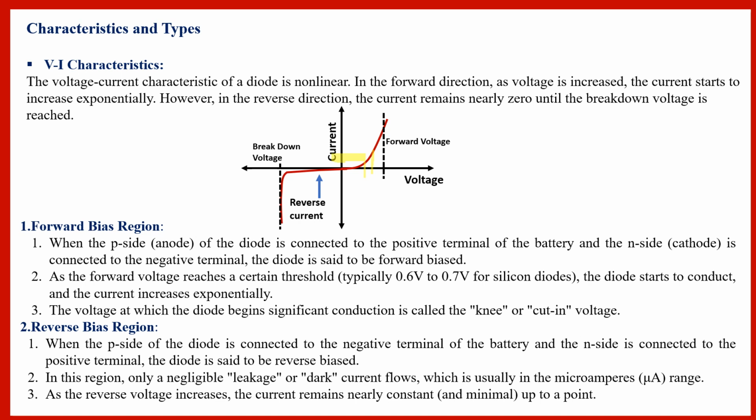As the reverse voltage increases, the current remains nearly constant up to a certain point, and after that you have a sharp rise in the reverse direction, which we call the breakdown voltage, the voltage at which you have the sharp rise in the current. Hopefully you have an understanding of the forward and reverse biasing of a PN junction diode.